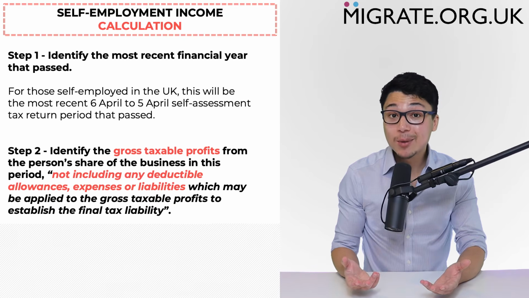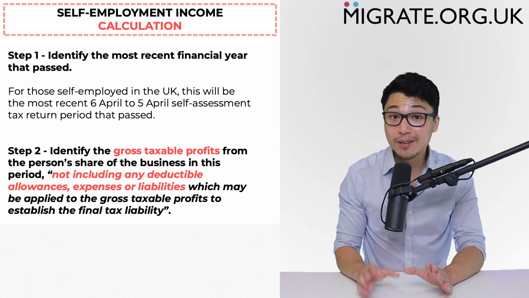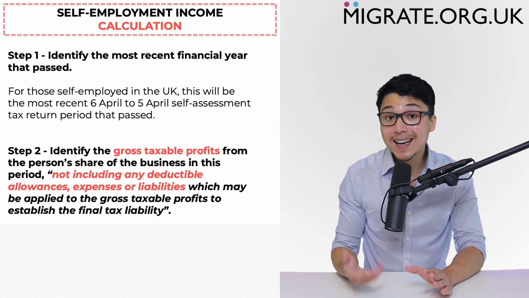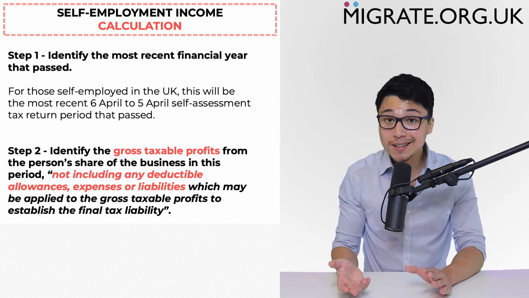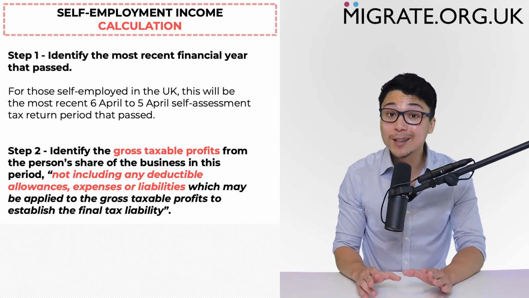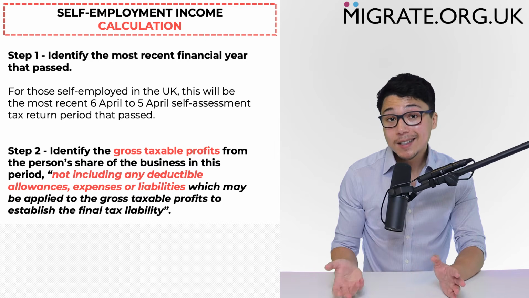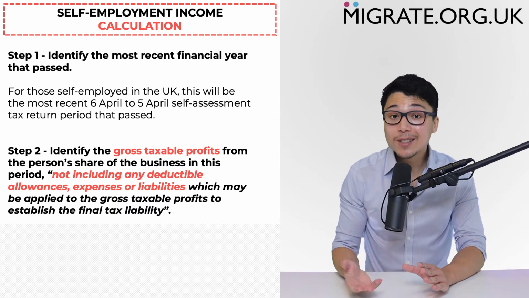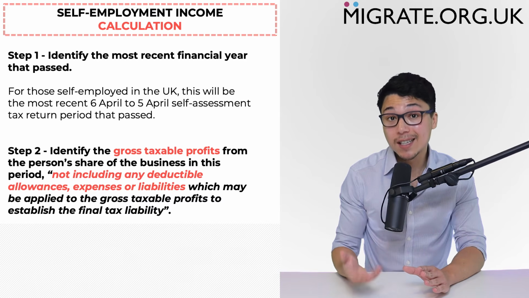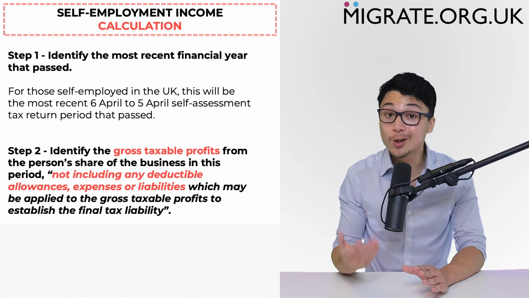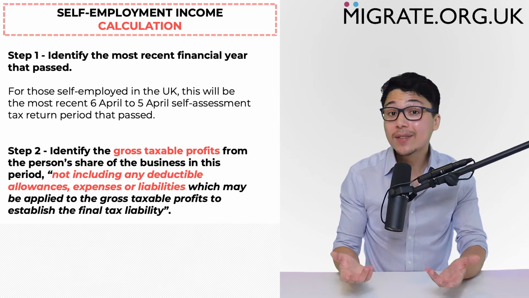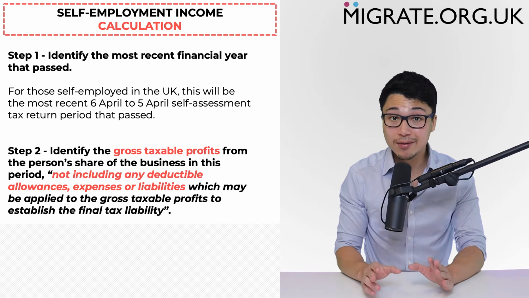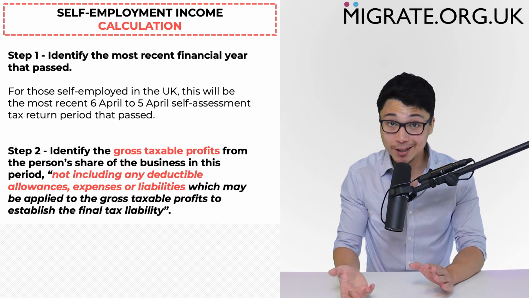The second step is to identify the gross taxable profits from the person's share of the business in this period, not including any deductible allowances, expenses, or liabilities which may be applied to the gross taxable profits to establish the final tax liability. The easiest way to do this will be to ask the self-employed person's accountant. If they do not have an accountant, you will likely need one to satisfy the immigration rules, depending on your circumstances. It will be this figure that is includable under Category F, if the application is evidenced accordingly.